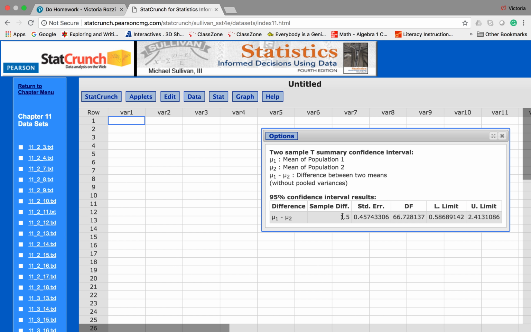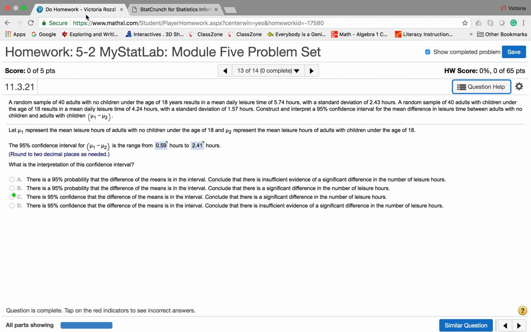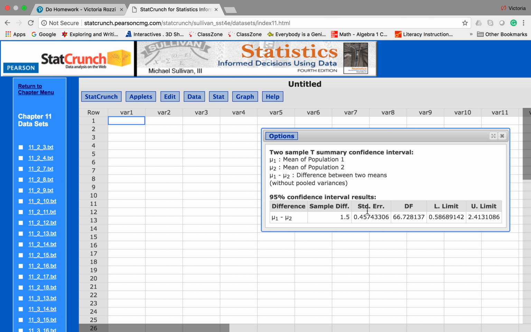It gives us our sample difference, standard error, degrees of freedom, and here is your lower limit and your upper limit. So let me see what we're rounding to here. Looks like we're rounding to 2 decimal places. You can see they got 0.59 and 2.41. So we're going to do 0.59 because this 8 has a 6 next to it, so we rounded to a 9. And 2.41, the 1 stays the same because there's a 3 next to it. 4 or below, we stay the same. 5 or above, we round up.